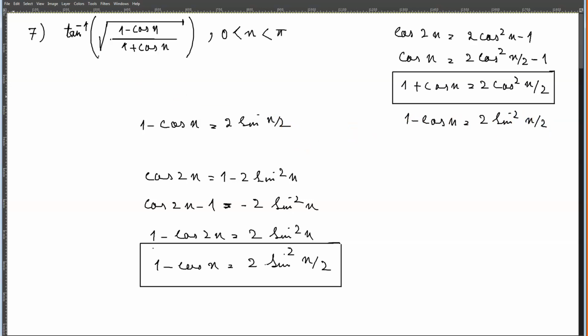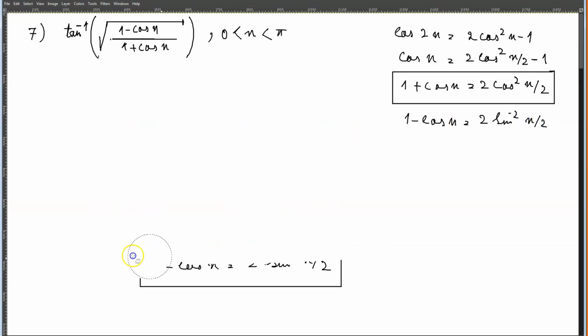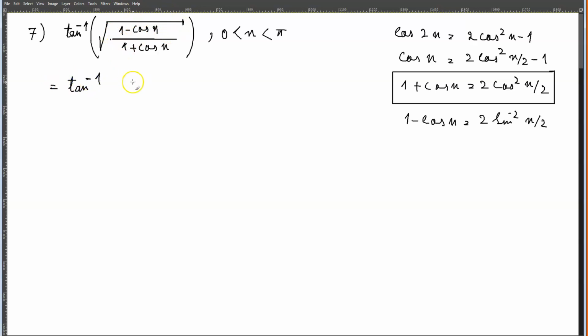Okay, now what I need to do is write this as tan inverse of the square root of 1 minus cos x over 1 plus cos x. I can write it as 2 times sine squared x divided by 2 over 2 times cos squared x divided by 2, and the 2 and 2 you can cancel out.